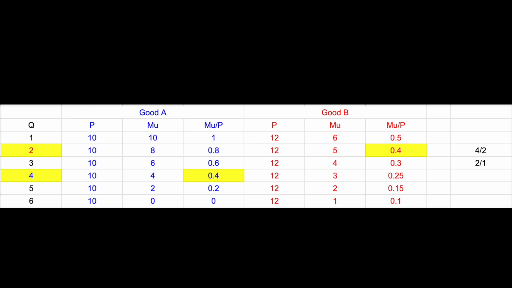Okay, so if we consume 4 units of good A for every 2 units of good B, we are in equilibrium. So 4 to 2 units, or expressed another way, 2 to 1 units. So we will consume 2 of good A for every 1 of good B that we consume.